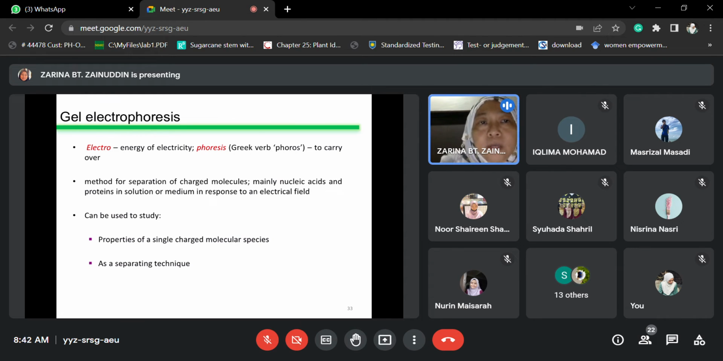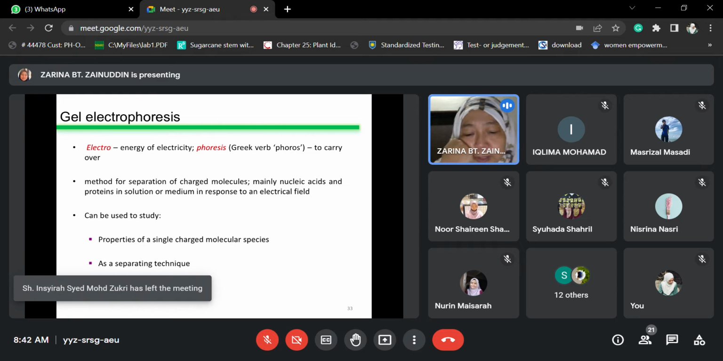Okay, so now I'm going to introduce you to another technique, which is gel electrophoresis. You ran electrophoresis previously when you isolated the genomic DNA, right? And I assume you also ran electrophoresis with Dr. Tamil, is that right? The other day did you isolate plasmid? What did you isolate?